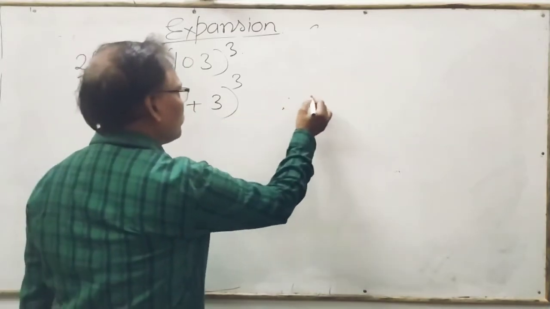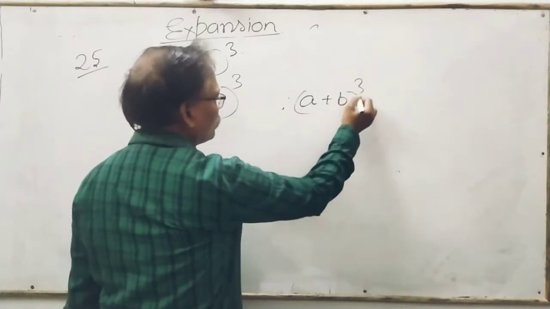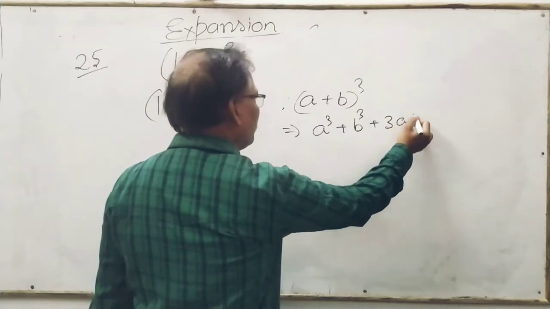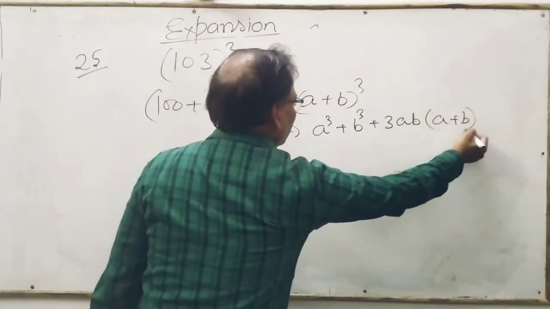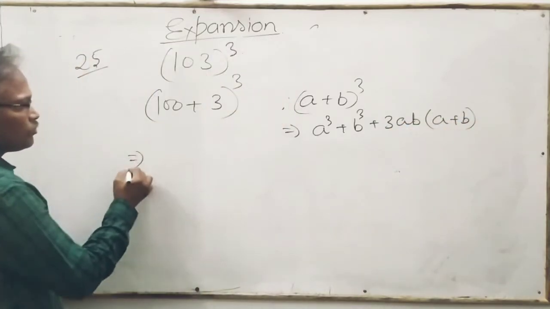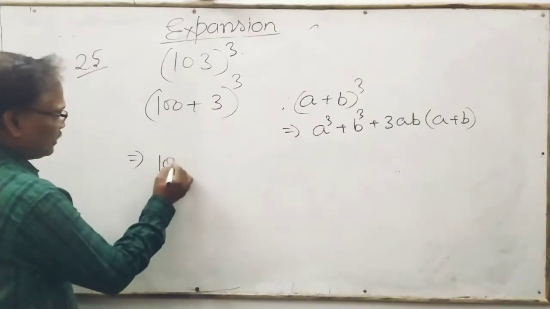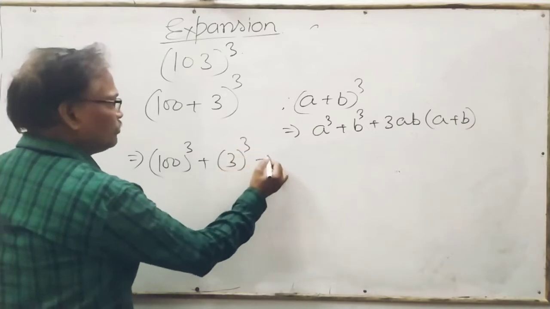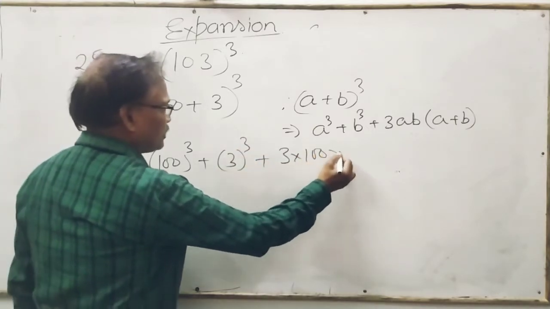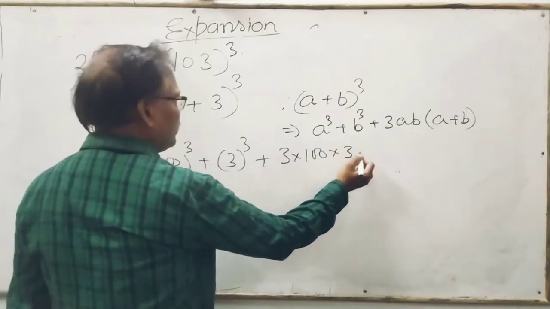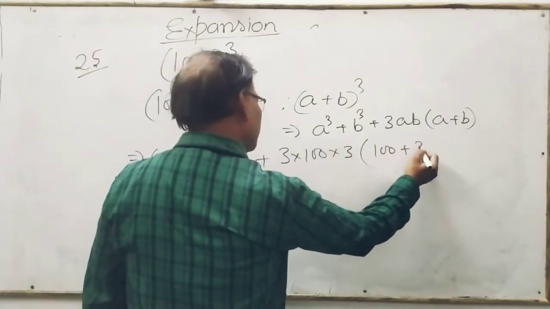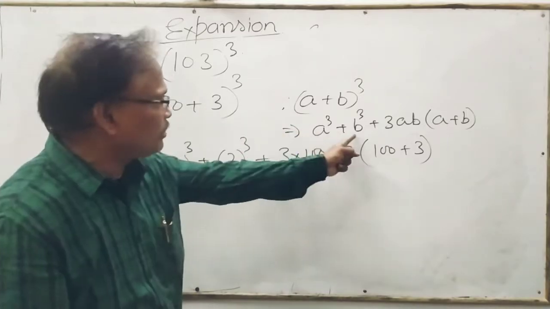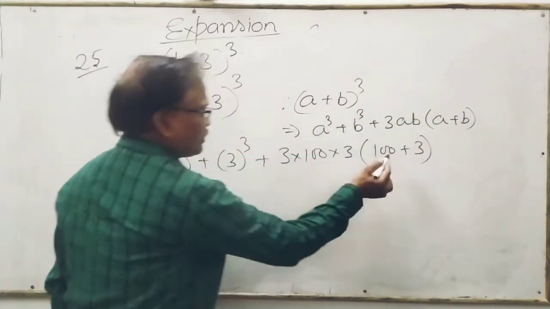Now this is the formula of (a plus b) whole cube. So it will be a cube plus b cube plus 3ab into (a plus b). Clear? Now in place of a put 100 whole cube, in place of b 3 whole cube, and 3 into 100 into 3, means 300, and plus 3. Clear? Means put the values of a, 100, and b, 3, in this formula.